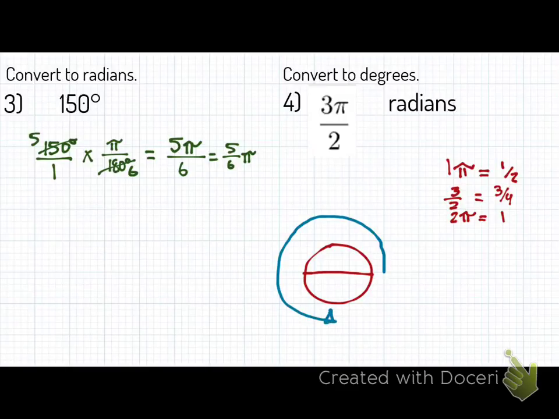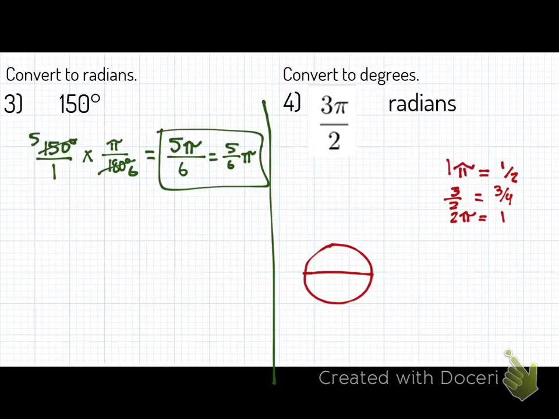So how many degrees is that then? How many degrees is 3/4 of the way around? 270. Okay, let's check our work now. Okay, 3 pi over 2. I know it's confusing, but once you get the concept, it's easier. So 3 pi over 2, we're going to convert it to degrees.